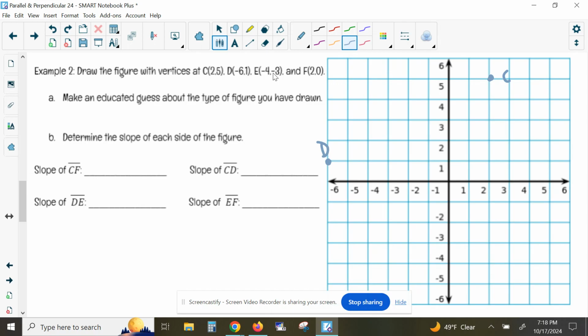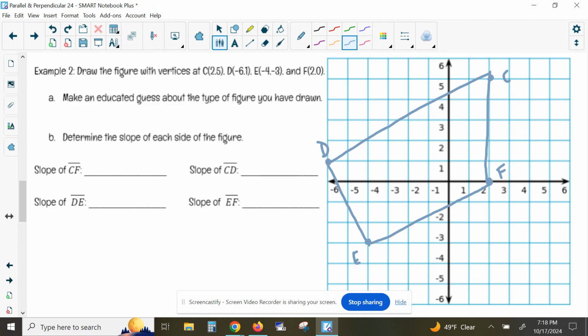E is at negative 4, negative 3. So that's back 4 and down 3. That's right here, that is my E. And F is 2, 0. So that means over 2 and up 0. That is my F. Okay, it says draw the figure with the vertices there, so that means I need to connect this figure. So I've got this, this, this, this.